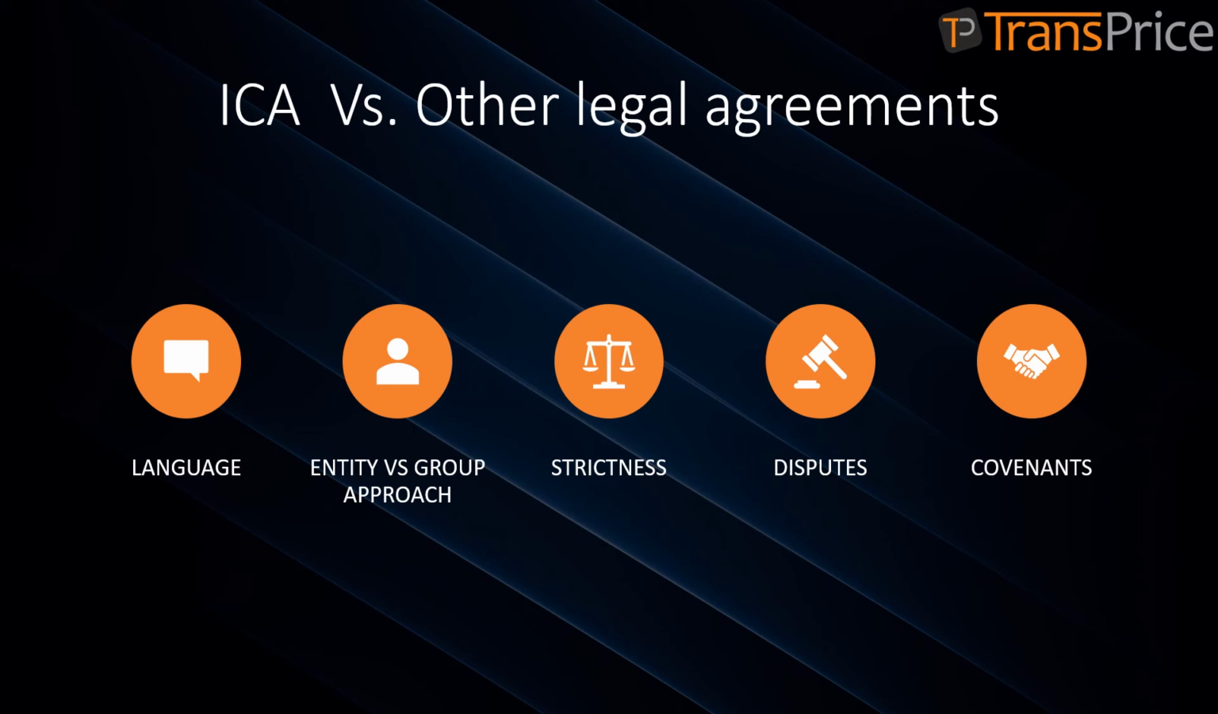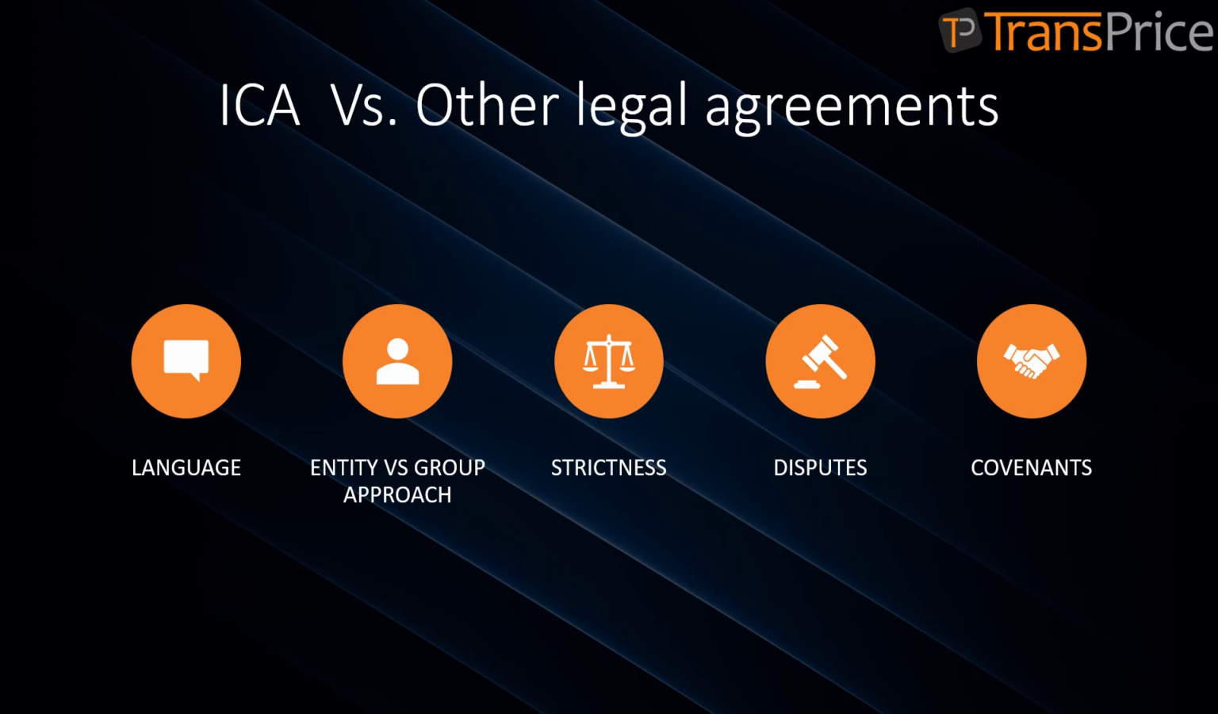Fourth, disputes. In third party contracts, there is a possibility for disputes and a full fledged mechanism to address such disputes. In ICA, the possibility of disputes is negligible, yet a standard dispute or arbitration clause is incorporated.